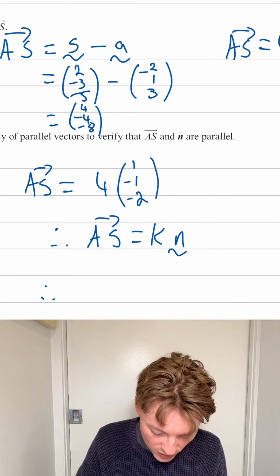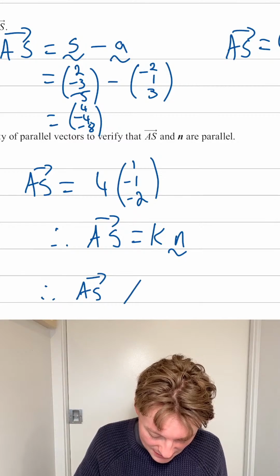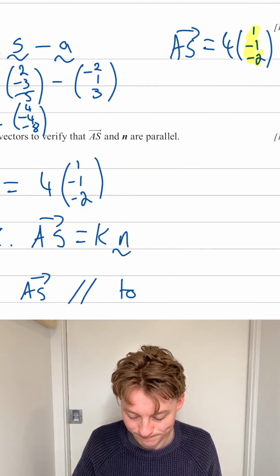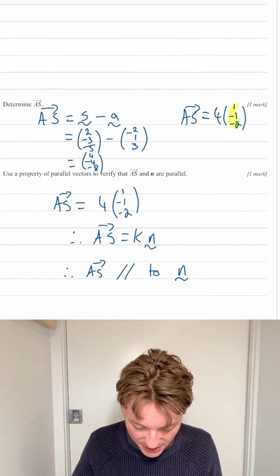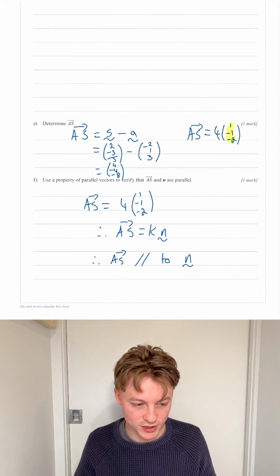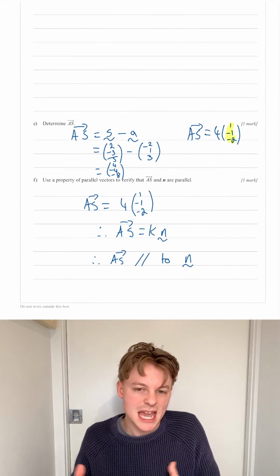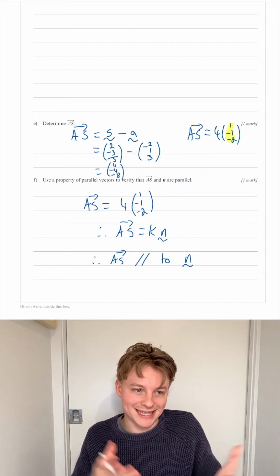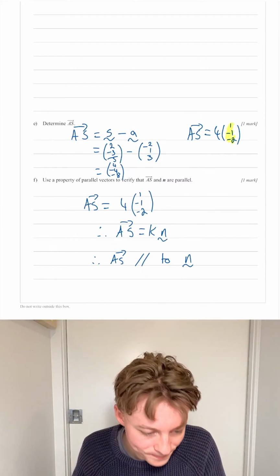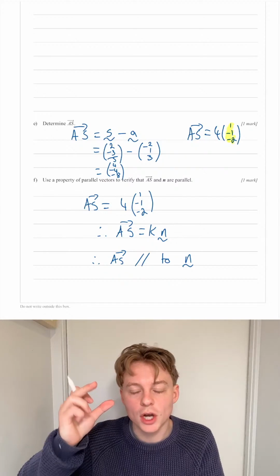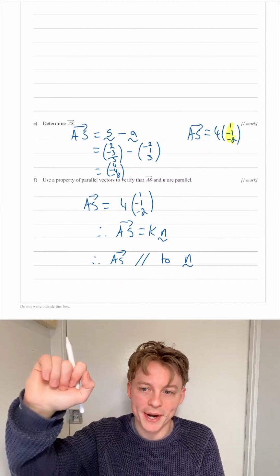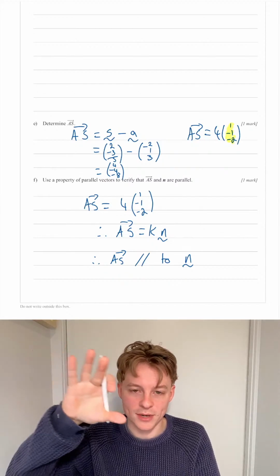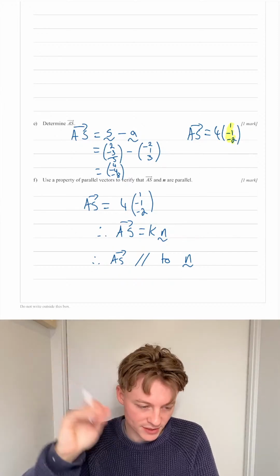So I can say, therefore, AS is parallel to vector n using the properties of parallel vectors, which says that essentially, if I take a common factor out, I get the same vector, they're parallel. We can have alternating gradients get parallel as well. That's also worth pointing out, right? If I could take a -4 out, get the same vector, it still counts.